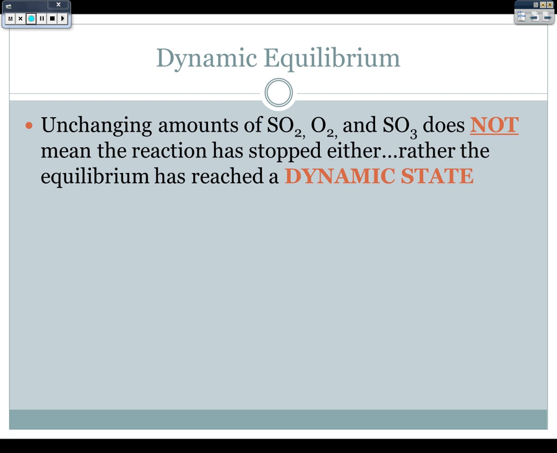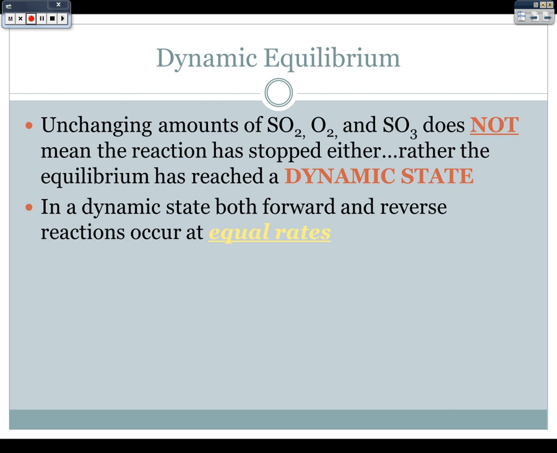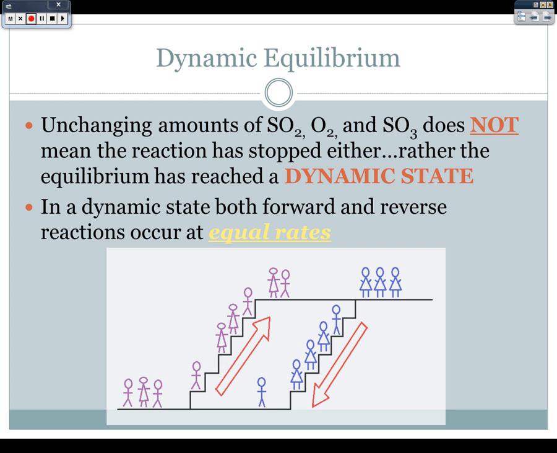Now, unchanging amounts of SO2, O2, and SO3 does not mean the reaction has stopped either. Rather, the equilibrium has reached what is called a dynamic state. In a dynamic state, both forward and reverse reactions occur at equal rates.